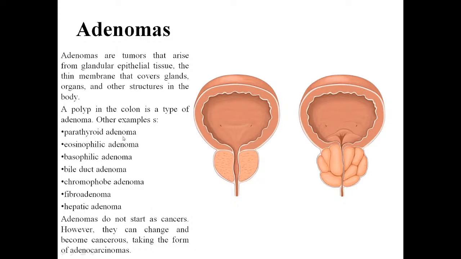Parathyroid adenoma, eosinophilic adenoma, basophilic adenoma, bile duct adenoma, chromophobe adenoma, fibro adenoma, and hepatic adenoma. Adenomas do not start as cancers. However, they can change and become cancerous, taking the form of adenocarcinomas.